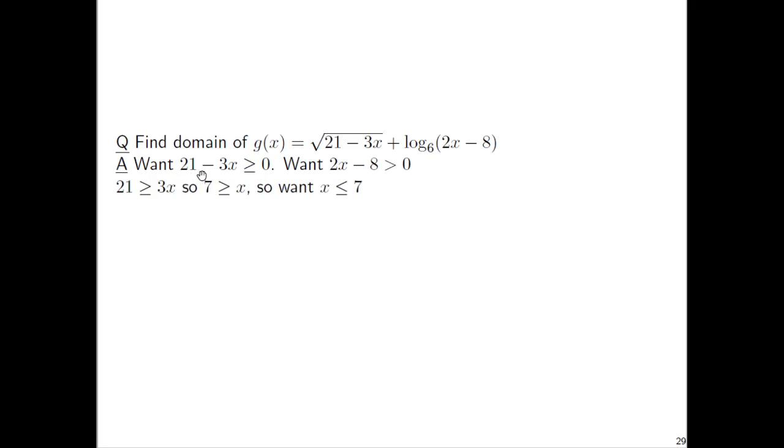So, okay, that first inequality eventually turns into x is less than or equal to 7. The second inequality, another want, eventually turns into x is greater than 4. So we've got x should be bigger than 4, x should be smaller than or equal to 7. So the domain is parenthesis 4 comma 7 bracket.